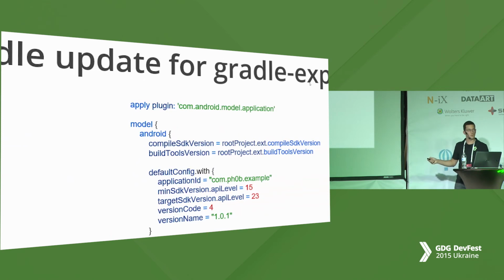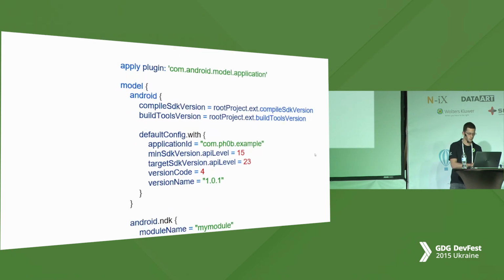You have model that surrounds all the other blocks. You still have an Android block and a default config, but look at the .with keyword here, and all the equals. And also small changes, because it would be too simple otherwise. Min SDK version is .api level, whereas before it was min SDK version. So these are a list of small changes, but it's easy to go through these.